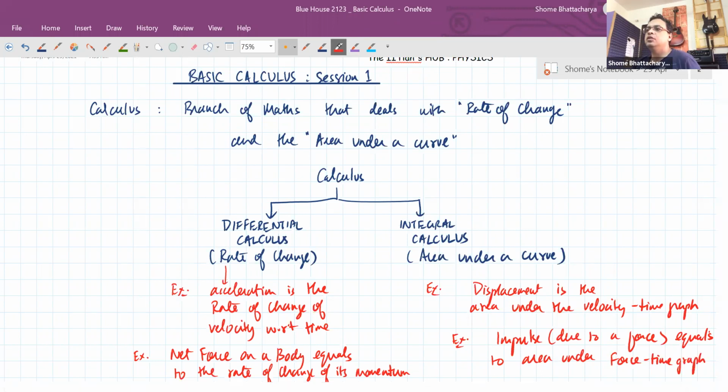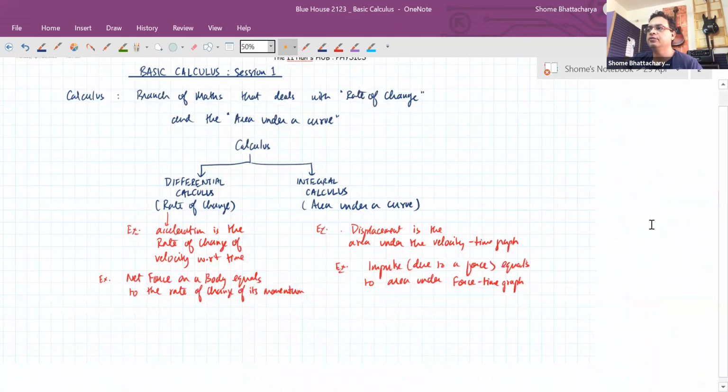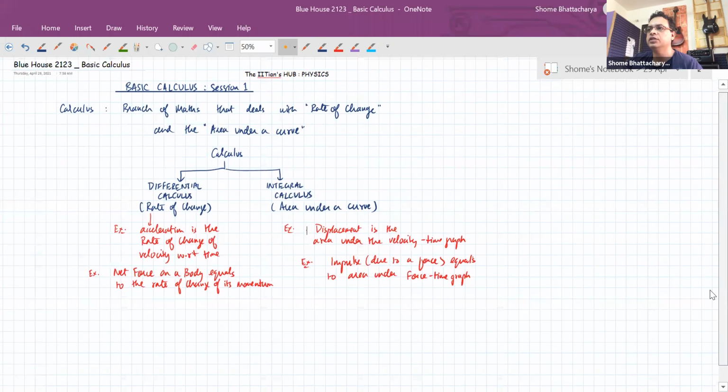So if you're a little bit unfamiliar with these second two examples, don't worry, we'll be coming back to them very soon. But I'm sure most of you are familiar with the first two examples. That is the concept of acceleration, or the definition of acceleration being that it is the rate of change of velocity with respect to time. And the statement of Newton's second law of motion, that the net force acting on a body equals the rate of change of its linear momentum, or simply the rate of change of momentum. Okay.